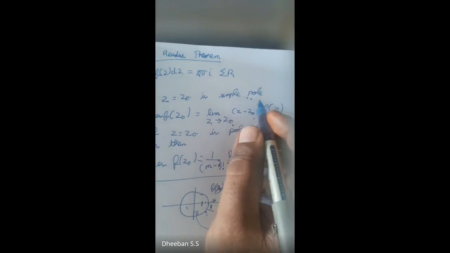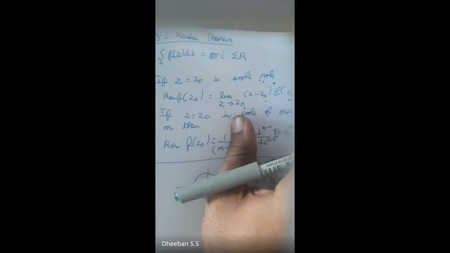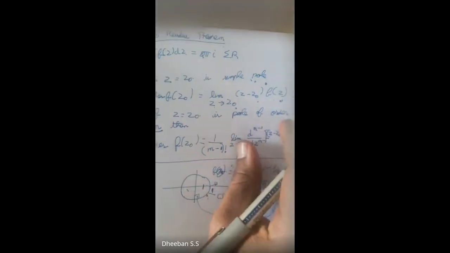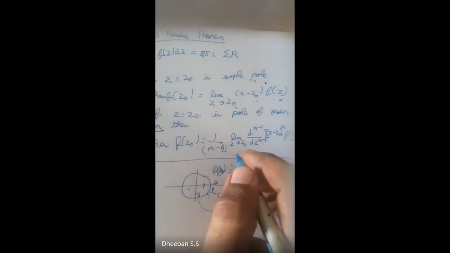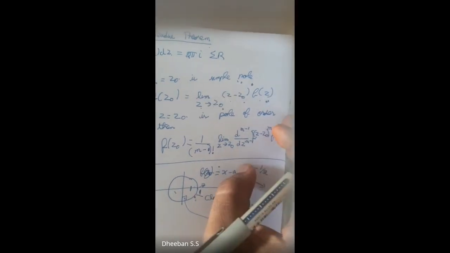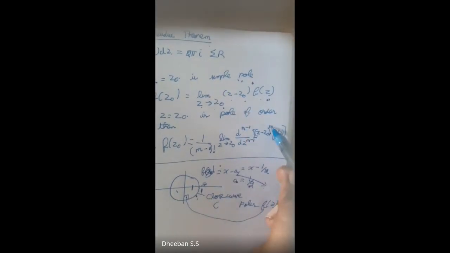This is for a simple pole. That is, if your pole is of order one, you have to take it like this. At the same time, if your pole is of a higher order m, your formula will be 1 by (m minus 1) factorial, limit z tends to z naught, d to the power m minus 1 by d z to the power m minus 1, of z minus z naught raised to the power m into f of z. So this is your formula for a higher order pole.